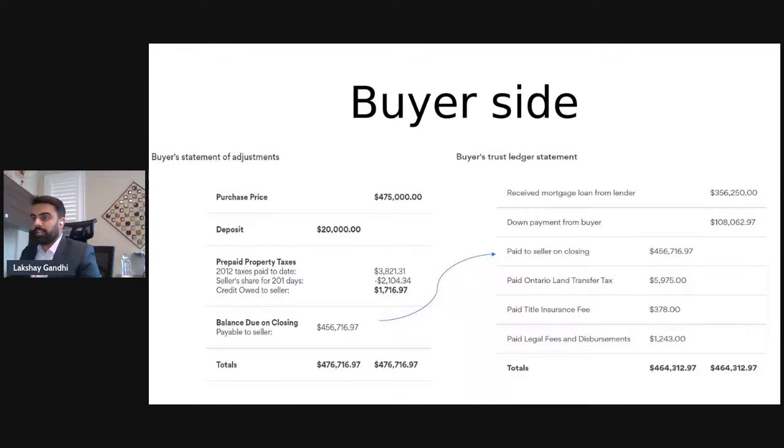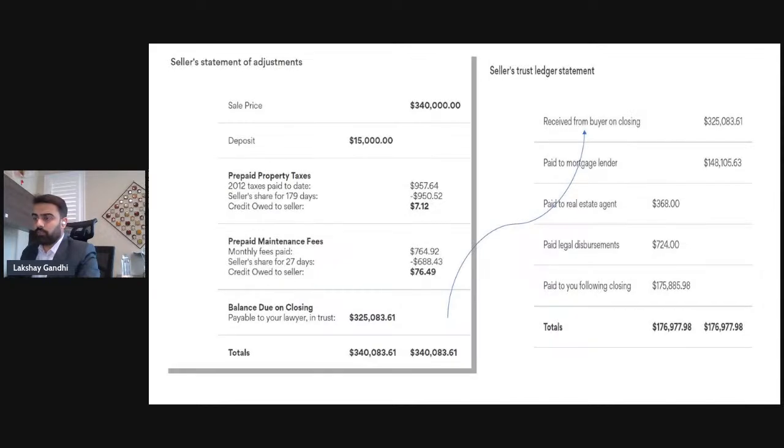Now let's move on to the next slide, where we talk about the seller side. The seller side statement of adjustment is something similar, but has its own costs associated. Let's look at it first. It talks about the sale price, which is $340,000. You have a deposit that was received from the buyer of $15,000.